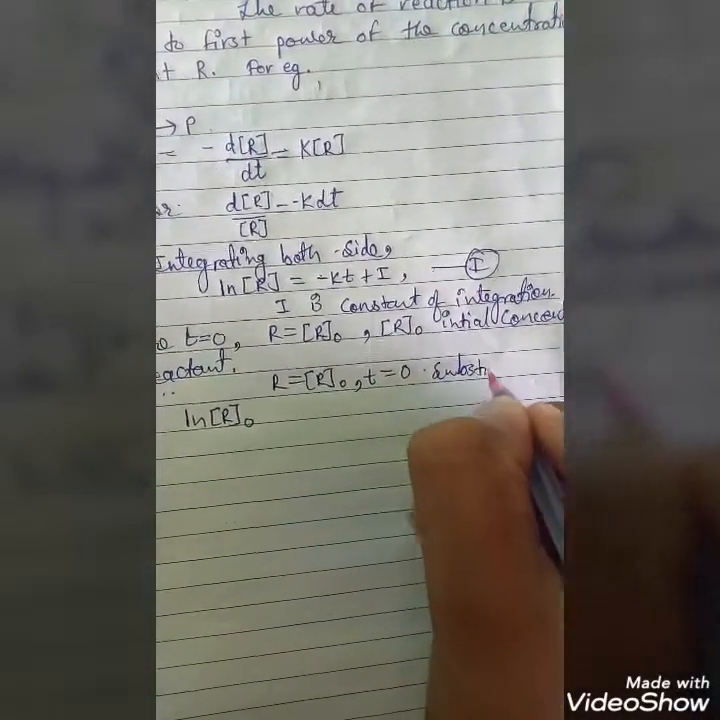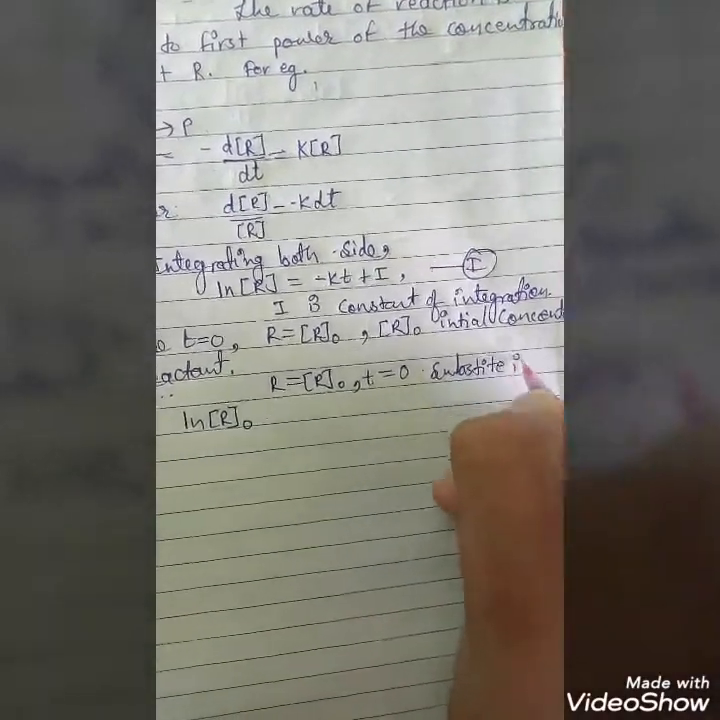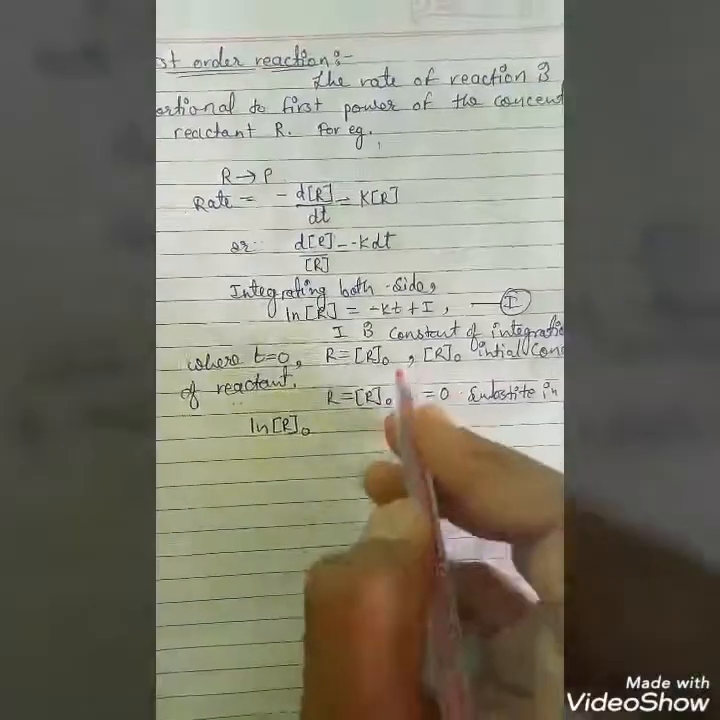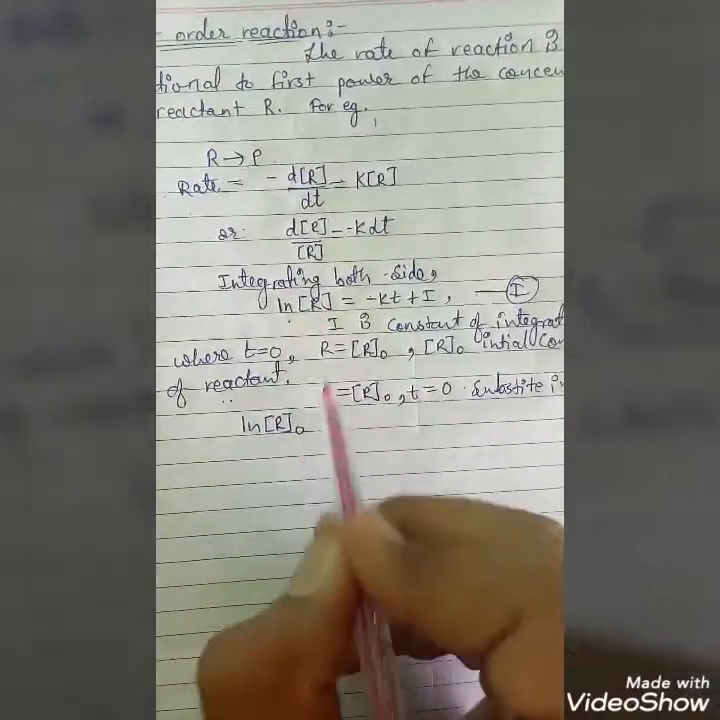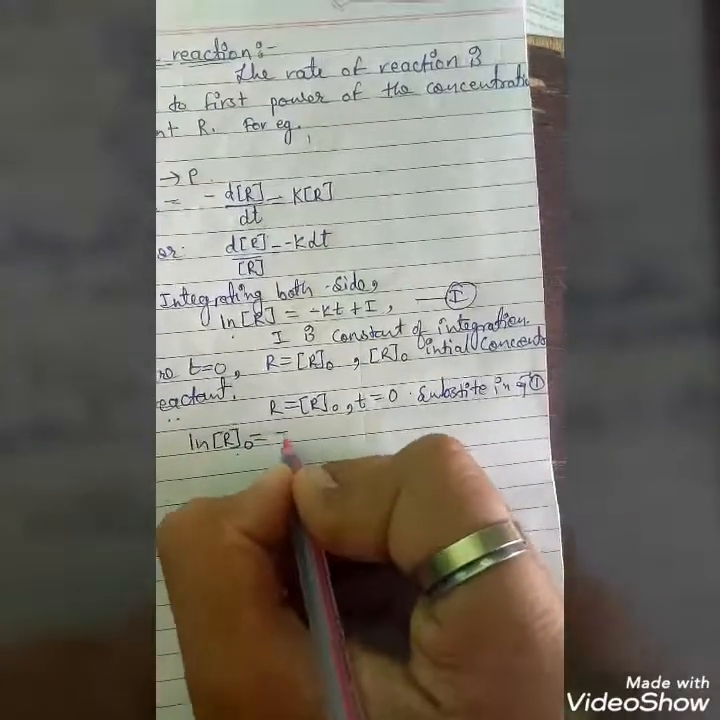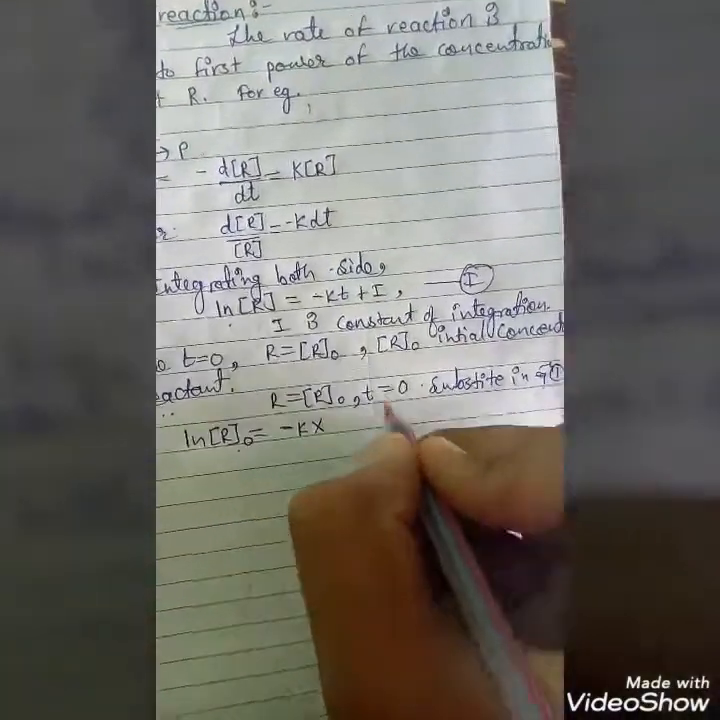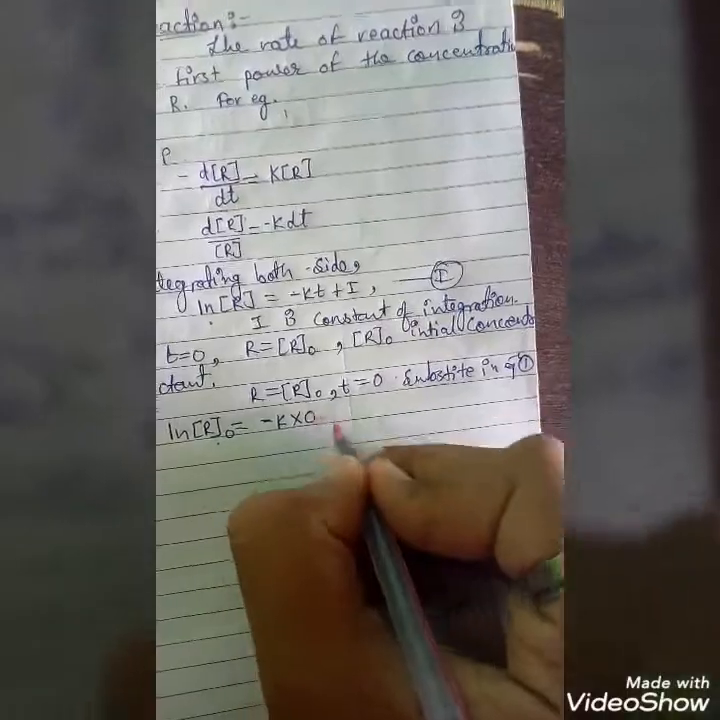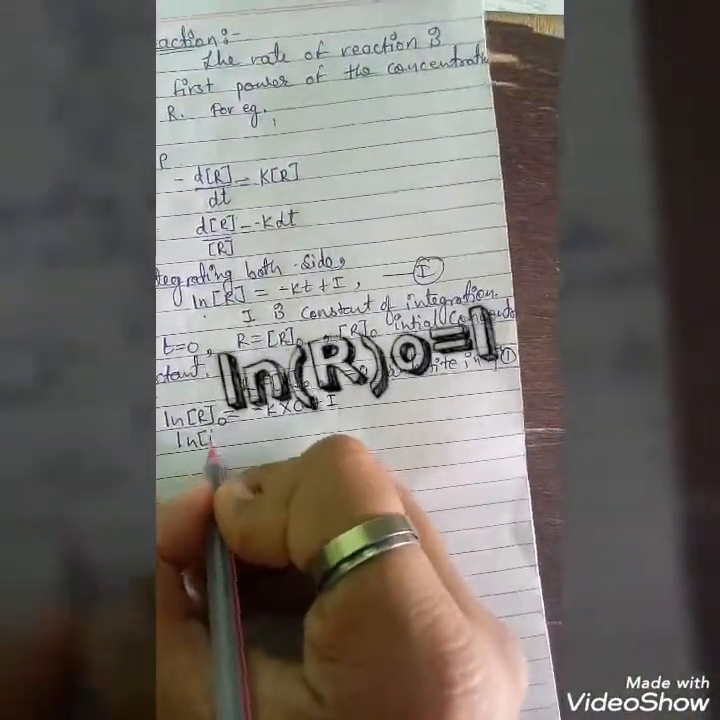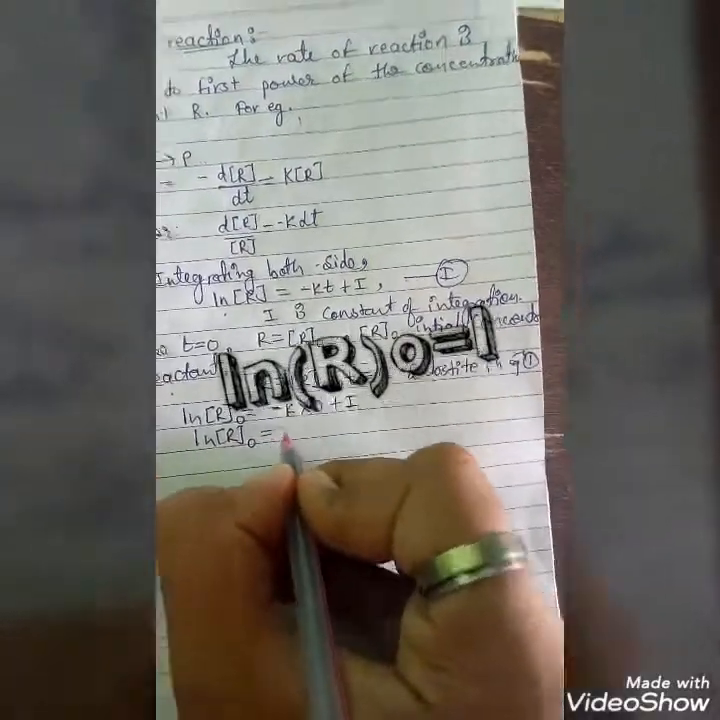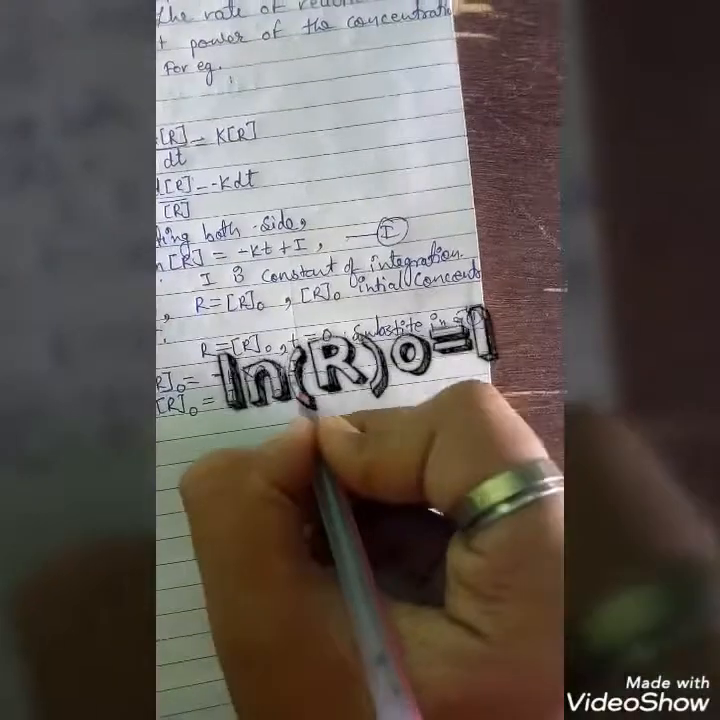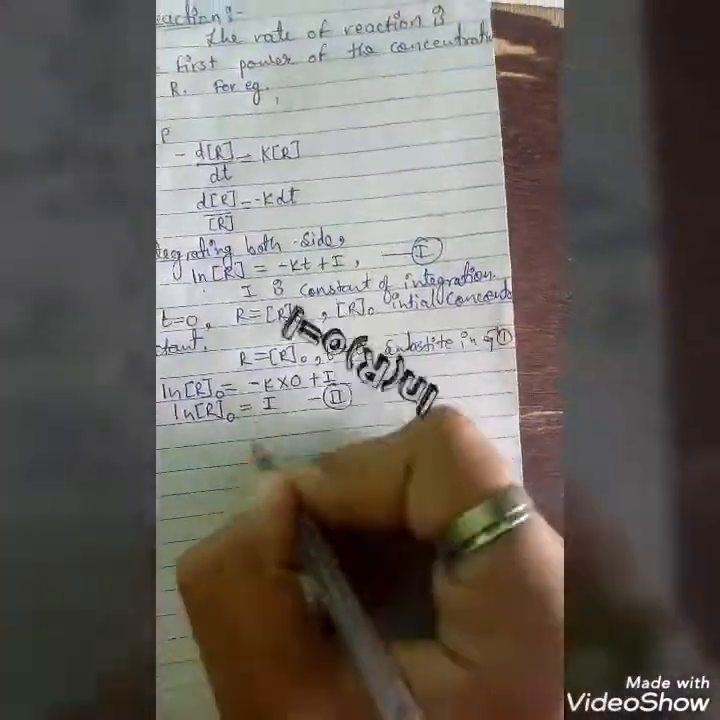Substitute in equation first. So ln R is replaced by ln R naught. ln R naught is equal to minus k into 0 plus I. So ln R naught is equal to I. So this gives the equation 2.